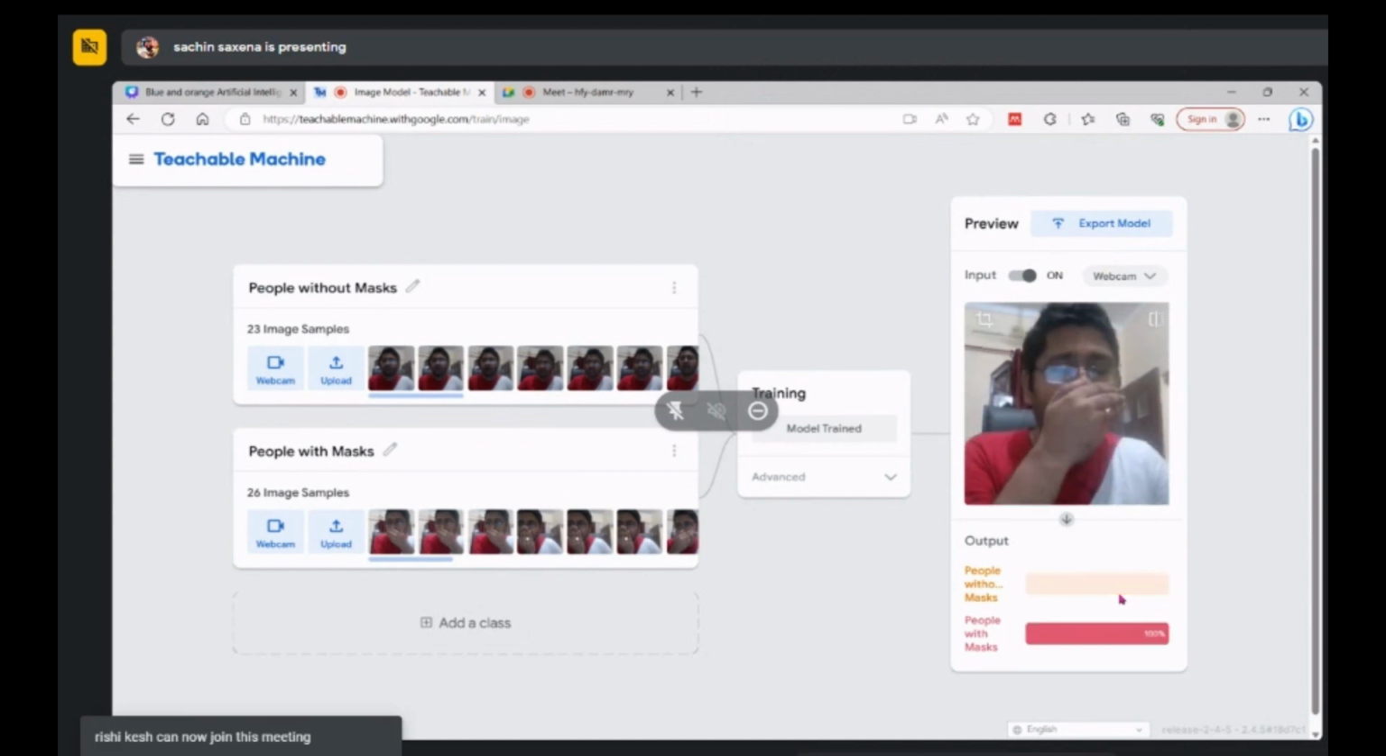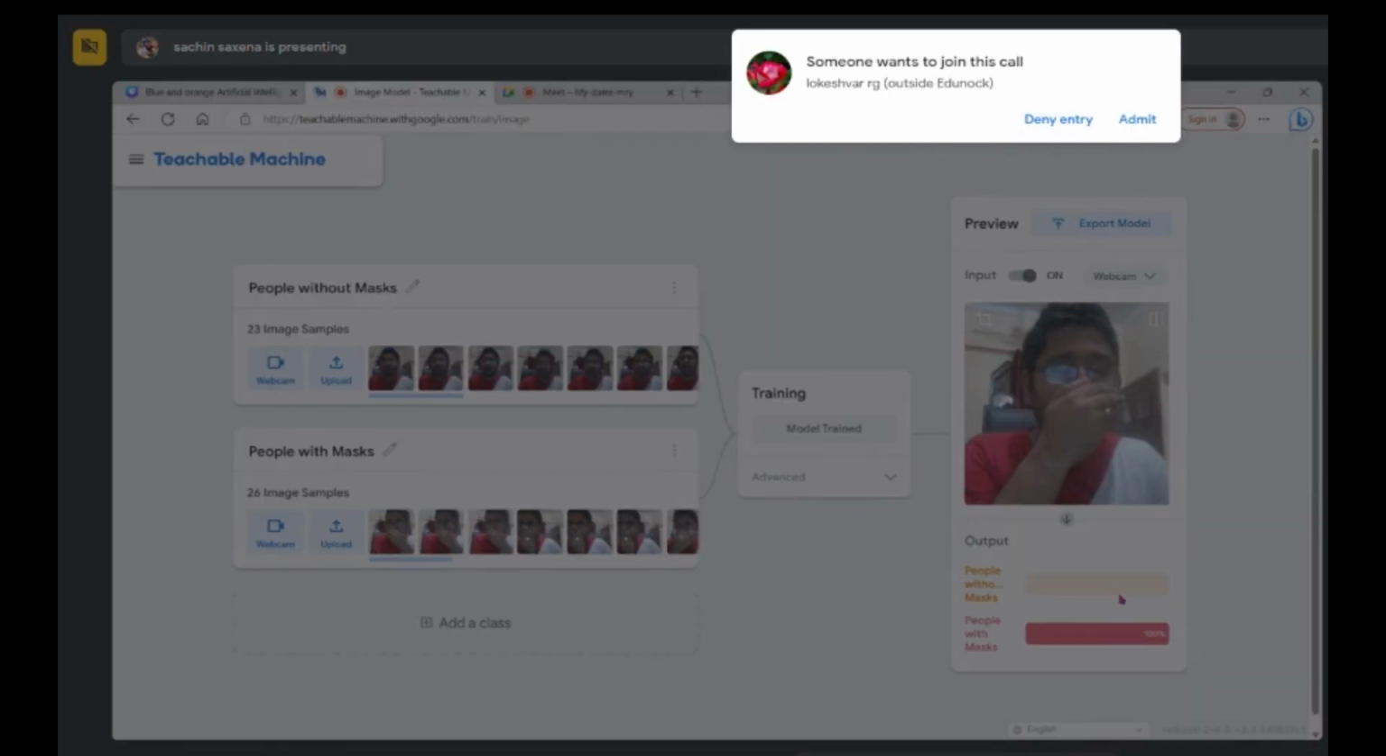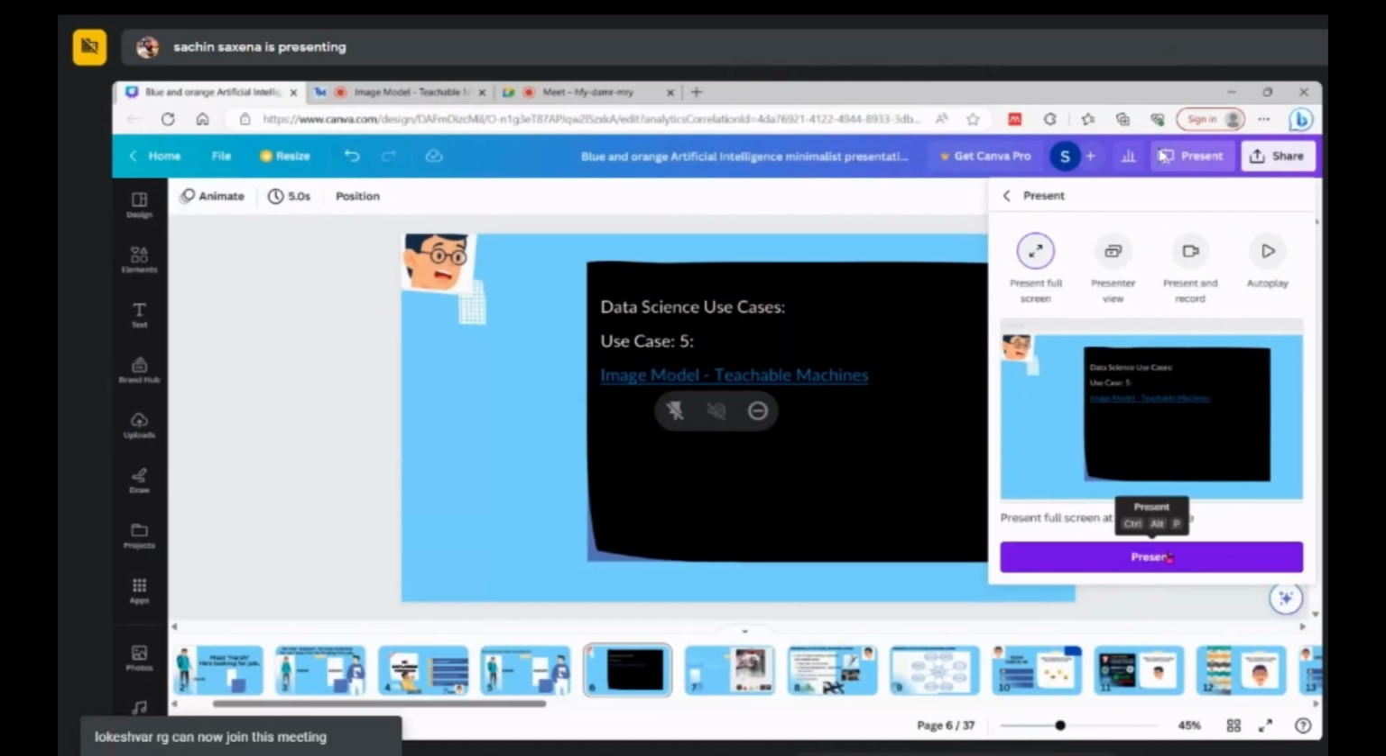So now I'm pretending that I'm wearing a mask. So the probability for this image is 100%. This patient is wearing a mask. Can you get it? So this is the role and responsibility of any data engineer or any machine learning engineer who is creating this data set and demonstrating this one.